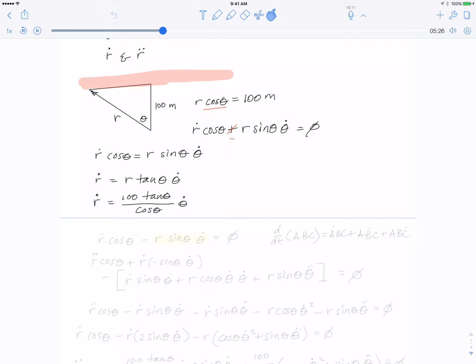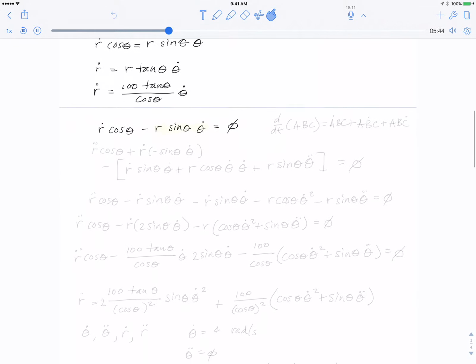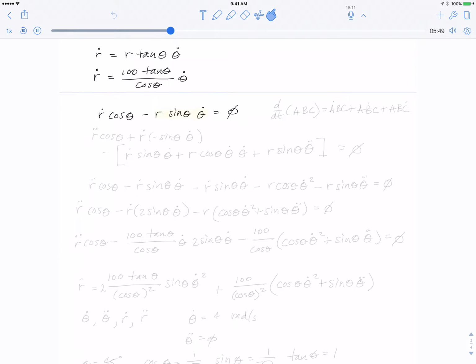Next, we need to get r double dot, and I don't really feel like differentiating r dot. So what I'm going to do is start with this, r dot cos theta minus r sine theta theta dot equals 0, and I'm just going to take the derivative of that whole thing using a product rule and chain rule. The derivative of r dot cos theta is r double dot cos theta plus r dot times the derivative of cos theta, which is minus sine theta, and by the chain rule you have to add a theta dot onto that. And now we're going to do the product rule for r sine theta theta dot next.